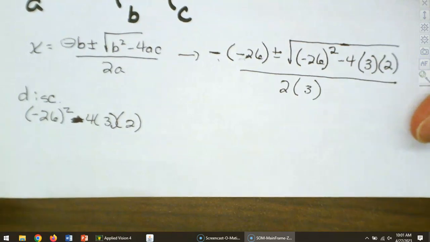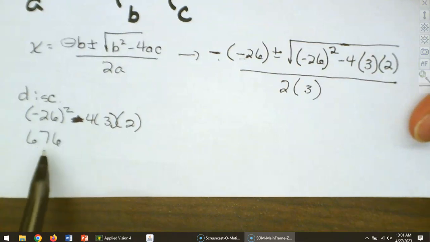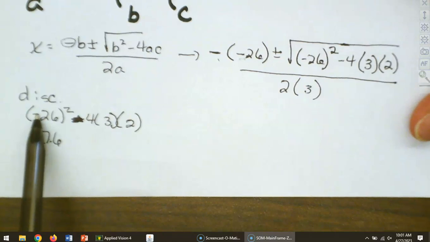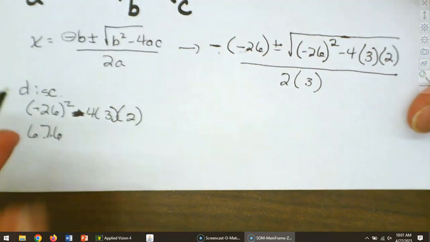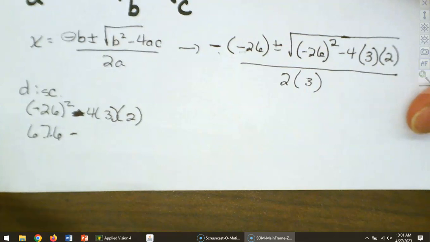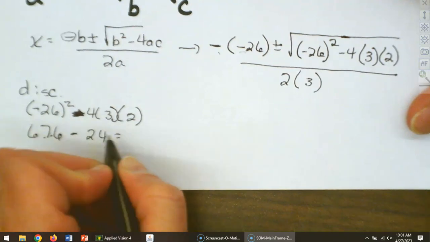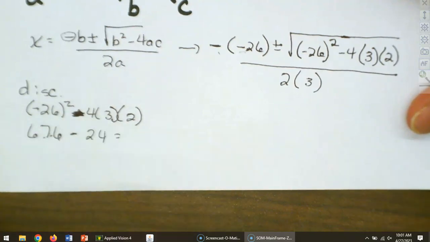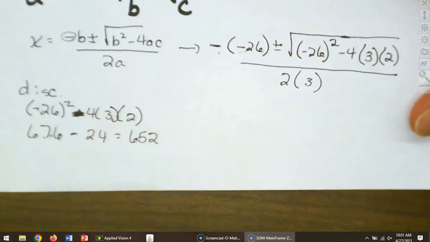26 squared is 676. Now, why is it positive? Well, it's a positive 676 because what happens when you square a negative? When you square that negative, it comes out to be positive, doesn't it? We have a single negative here, so that stays negative. And then we have 4 times 3, which is 12, times 2, that makes it a negative 24. And 676 minus 24 is 652.